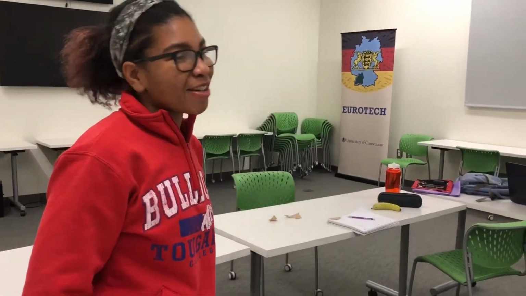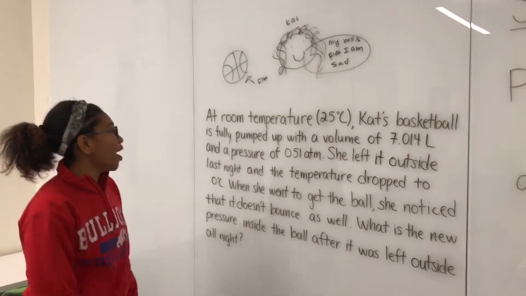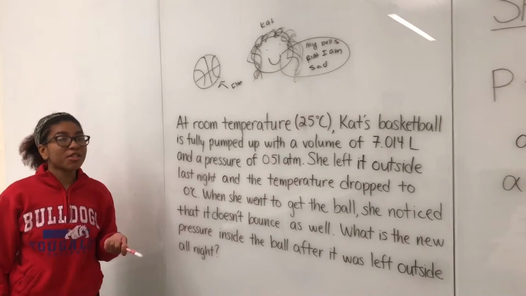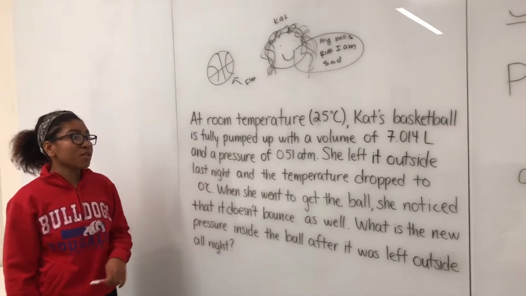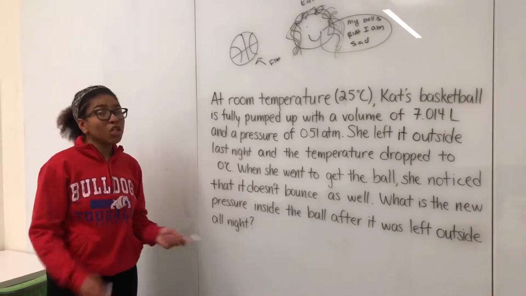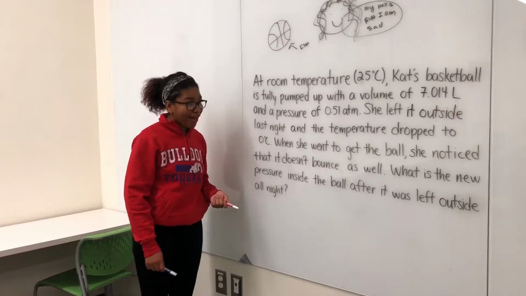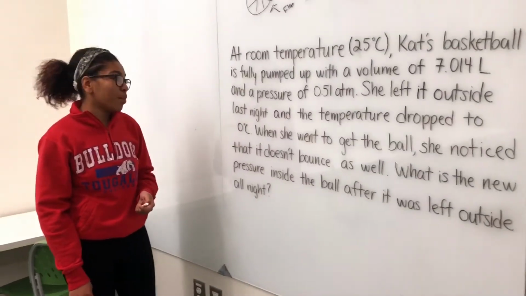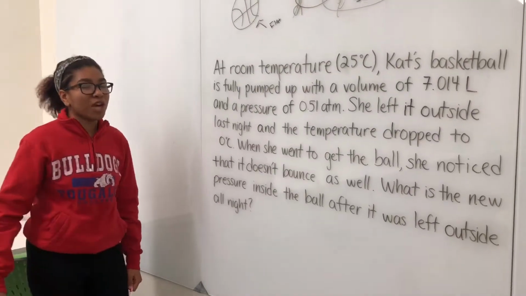All right, let's get started, Kat. So, let's start off with just stating your problem. We have, at room temperature, which is 25 degrees Celsius, your basketball is fully pumped with a volume of 7.014 liters and a pressure of 0.51 atm. You left it outside last night and the temperature dropped to 0 degrees Celsius. Your ball is flat. So when you went to go get the ball, you noticed that it didn't bounce as well, right? So what I'm thinking is that you have a new pressure in your basketball.